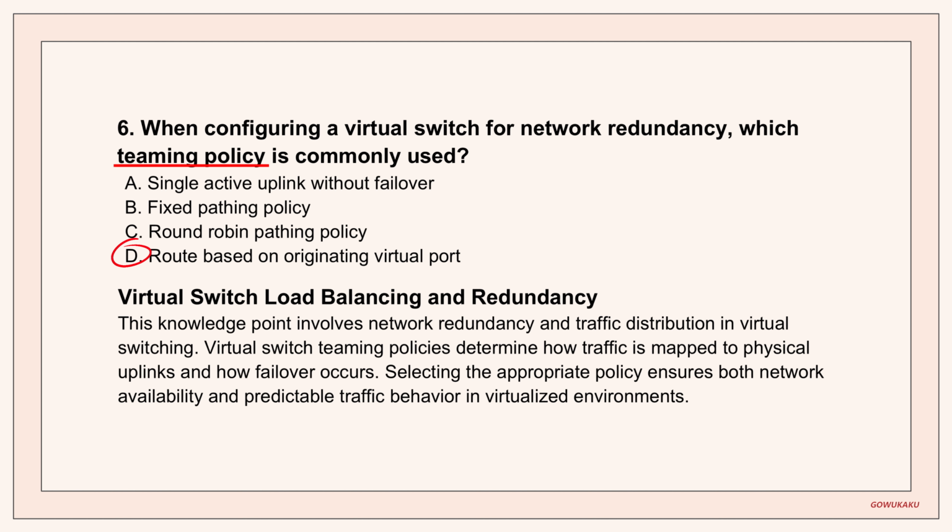And why that one? It's the perfect balance of simplicity and functionality. The policy basically binds each virtual port, so each VM's network card, to a single physical uplink. Okay. That gives you some inherent load distribution, but it also means that if that one specific uplink fails, the virtual port automatically fails over to another active uplink in the team. It's reliable, it's predictable, and it's not overly complex.